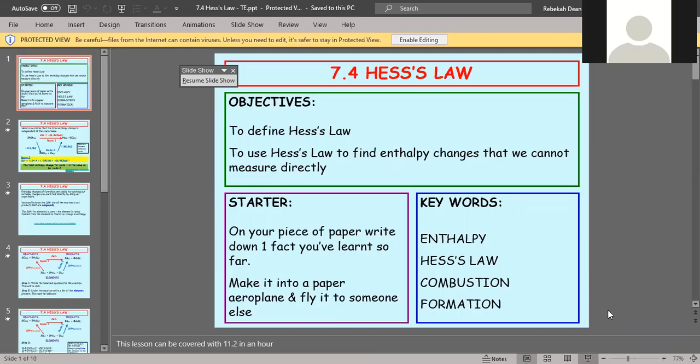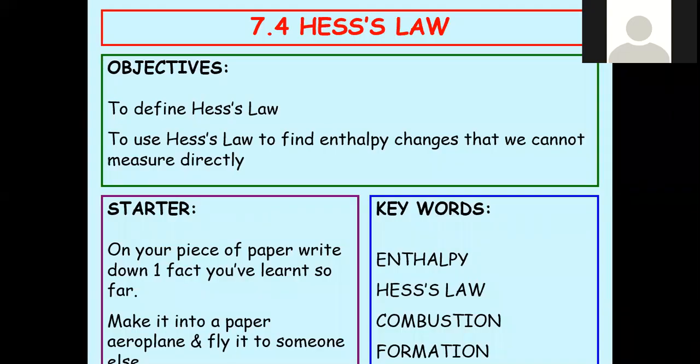Here we go. Okay. So what we are going to do is define Hess's law and use Hess's law to find enthalpy changes that we cannot measure directly. So the keywords are enthalpy, Hess's law, combustion and formation. On Monday I will do calorimetry and bond energies with you, which will be the last of this little energetics topic.